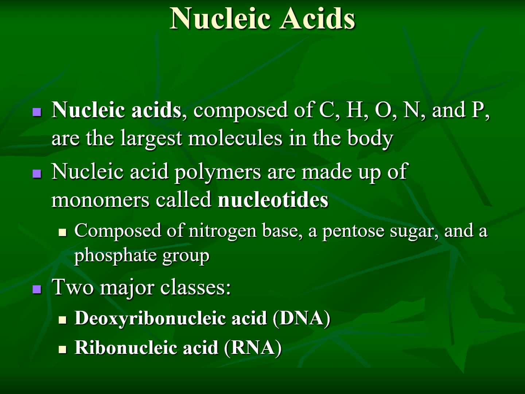They are the largest molecules in the body. Their monomers are called nucleotides. So what in the heck is a nucleotide? You have a phosphate group, you have a pentose sugar, so a 5-carbon sugar, and then you have what's known as a nitrogenous base. It just means you have a compound, as you'll see in a moment, that has nitrogen in it. There are two major classes: deoxyribonucleic acid, which is known as DNA, and ribonucleic acid, which is RNA.